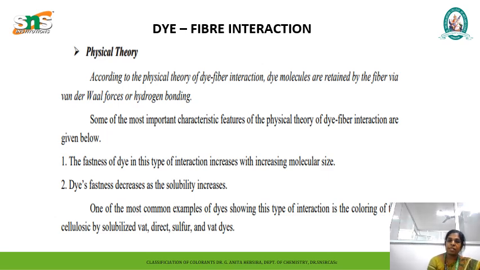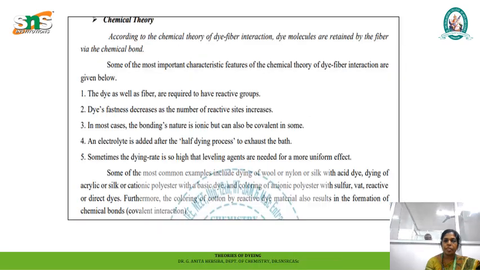Some of the important characteristic features of this physical theory of dye-fiber interaction are that the fastness of the dye increases with increase in molecular size. So when the molecular size increases, the solubility decreases. If the solubility decreases, the fastness of the dye will increase. So dye's fastness decreases as the solubility increases. One of the most common examples of dyes showing this type of interaction are solubilized vat, direct dye, sulphur and vat dyes too. The next theory is chemical theory.